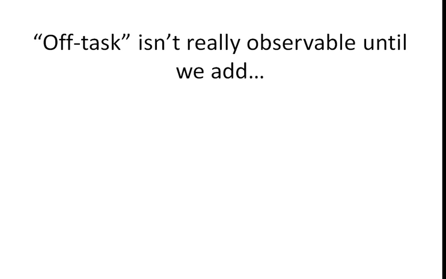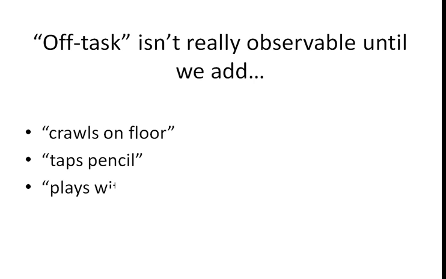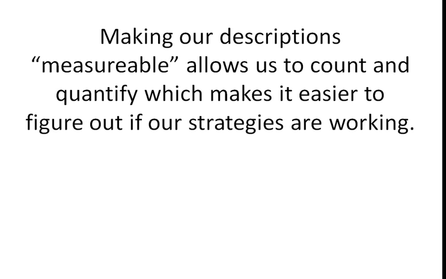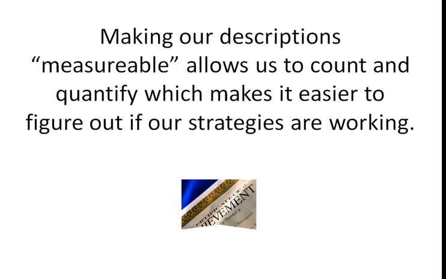Off task isn't really observable until we add crawls on floor, taps pencil, or plays with objects in desk. Then we know that this woman is off task. Making our descriptions measurable allows us to count and quantify, which makes it much easier to figure out if our strategies are working. This is particularly important as we're working as part of a team to control and change behavior.